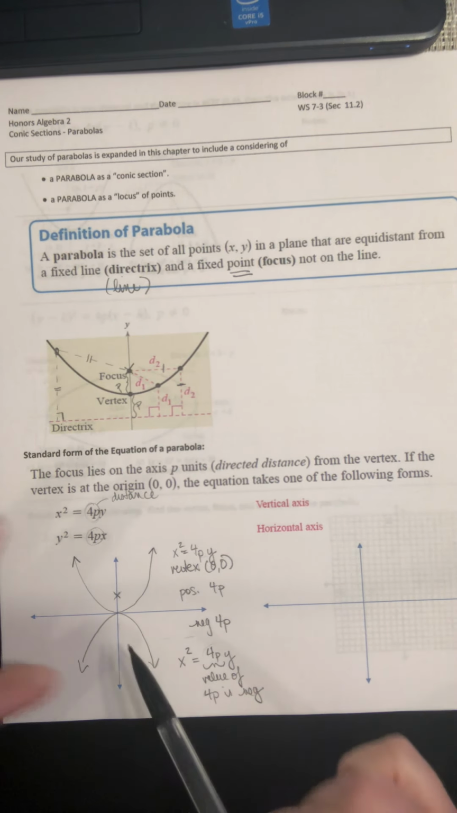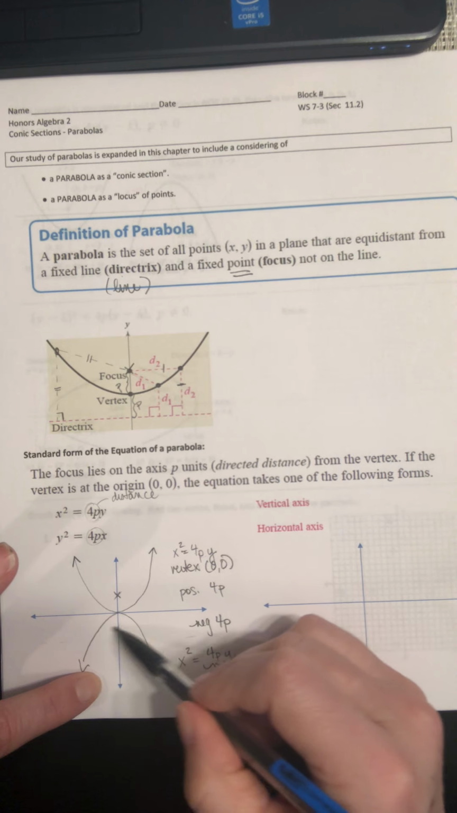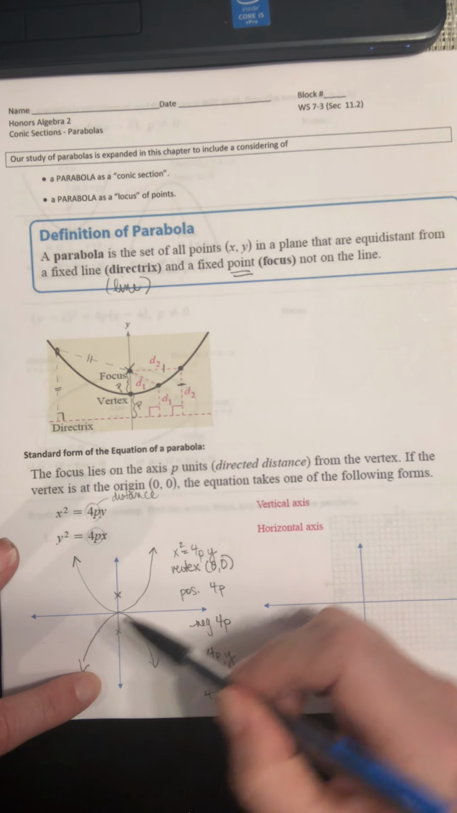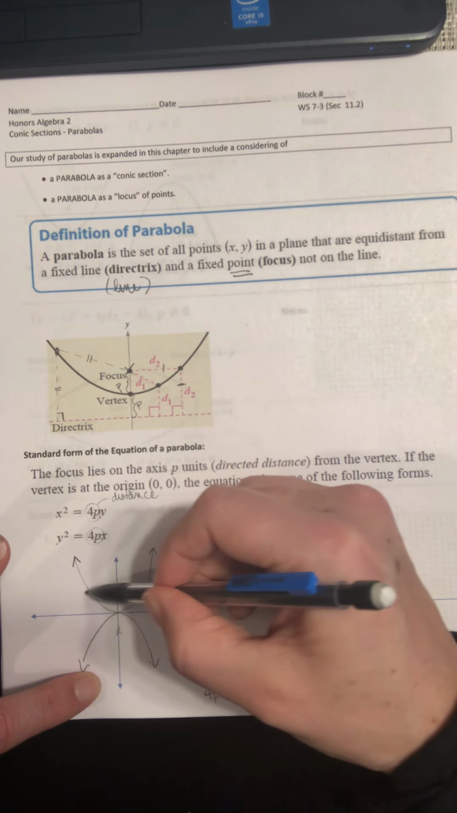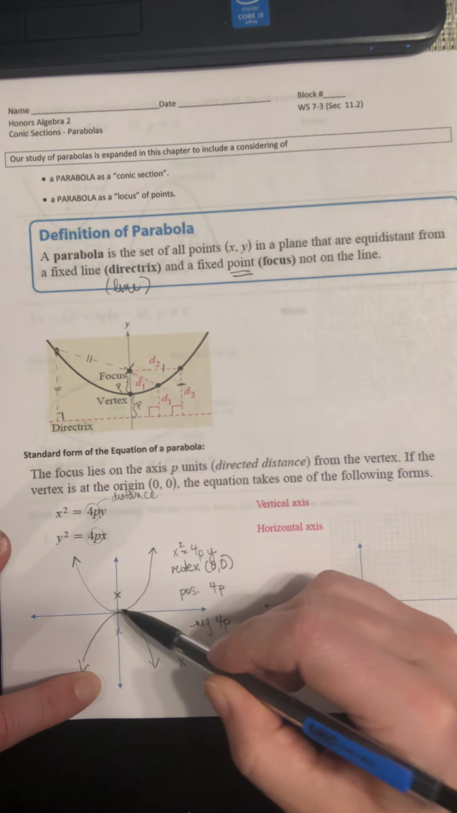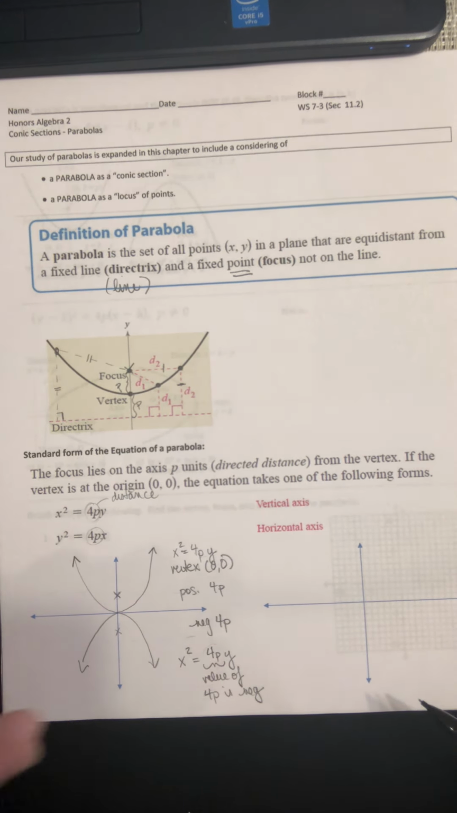All right, and then again, my focus is always inside the parabola, so I would have a focus here, and then I'd have a directrix somewhere up here, okay? Again, those would be a distance of p from the vertex, all right?